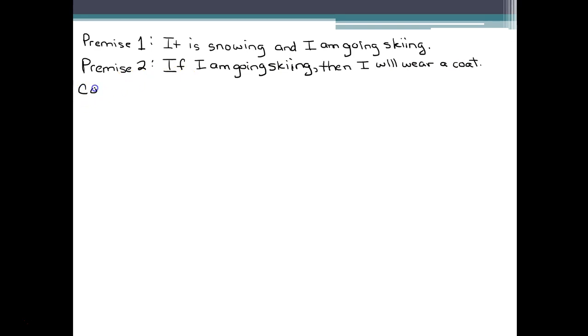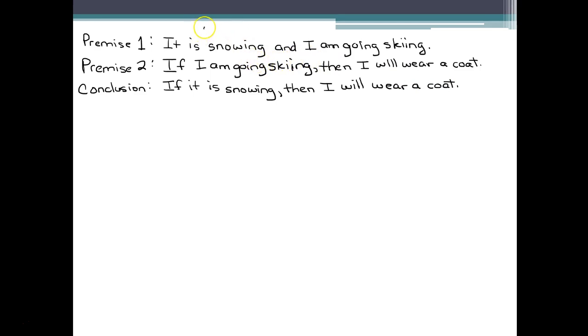And from those two premises, can we draw the conclusion, if it is snowing, then I will wear a coat? Just based on the two premises.